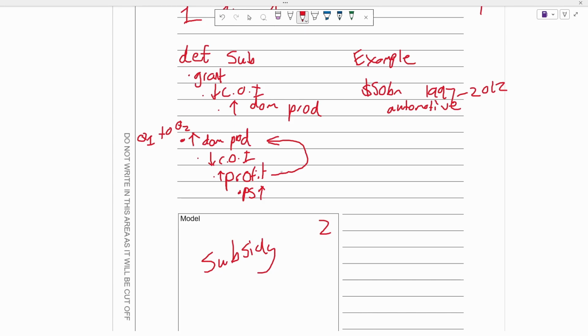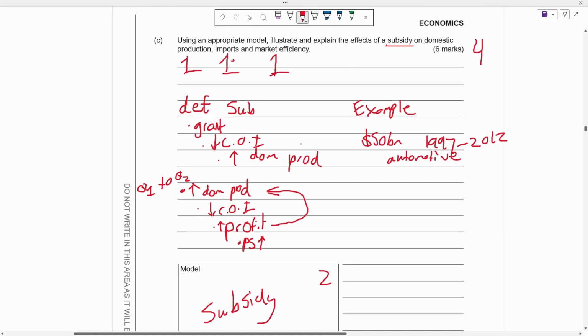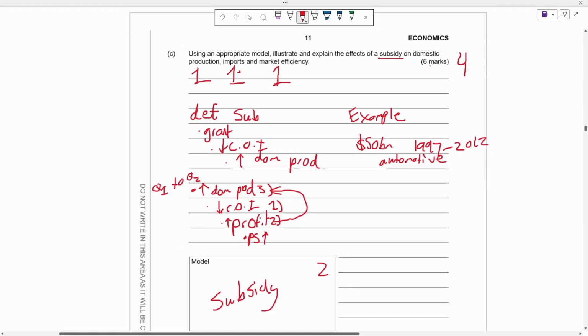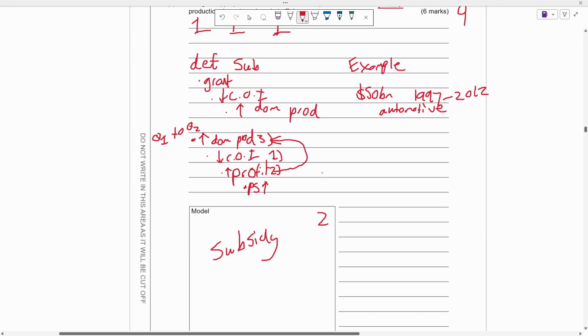Right, so the sentence would be something like this. So for domestic production, I would say, a subsidy would decrease the cost of inputs for domestic producers, meaning they will earn more profit. If they earn more profit, they're going to increase their production. That's going to increase domestic production. So you could stop here and you'd get full marks for that bit. But if you wanted to add more detail, you could also add extra stuff, right?